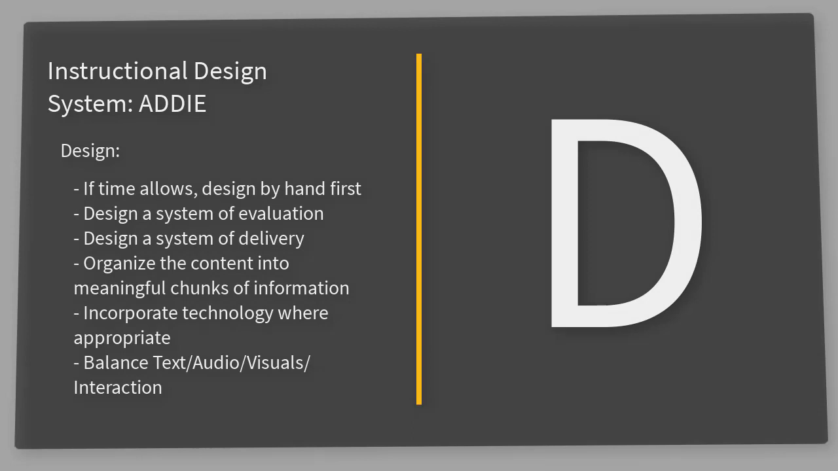If time allows, design by hand first, giving yourself as much time to understand the elements at play in the project. Design a system of evaluation. Design a system of delivery. Then organize the content into meaningful chunks of information. Incorporate technology where appropriate, and balance text, audio, visuals, and interaction appropriately.